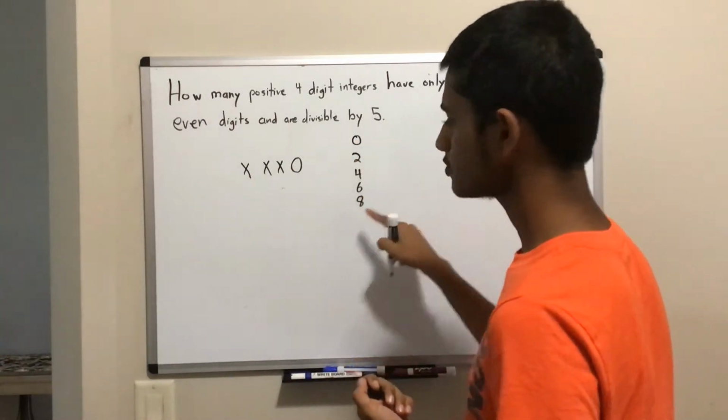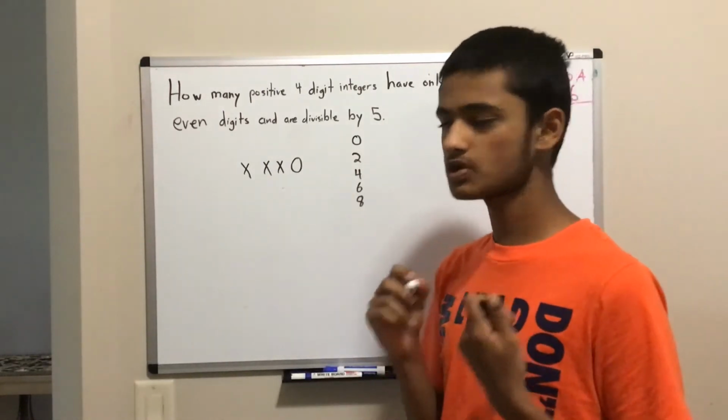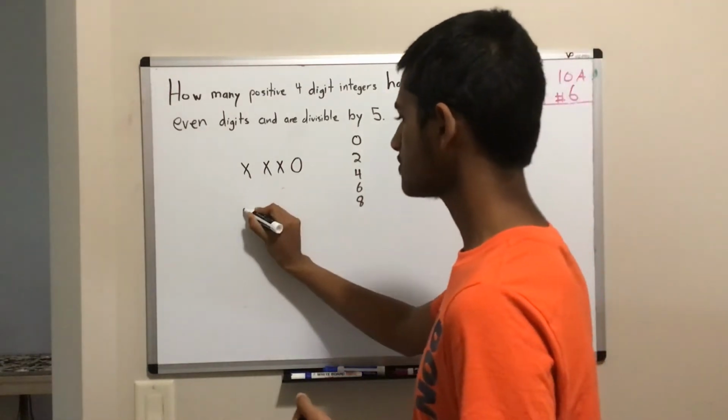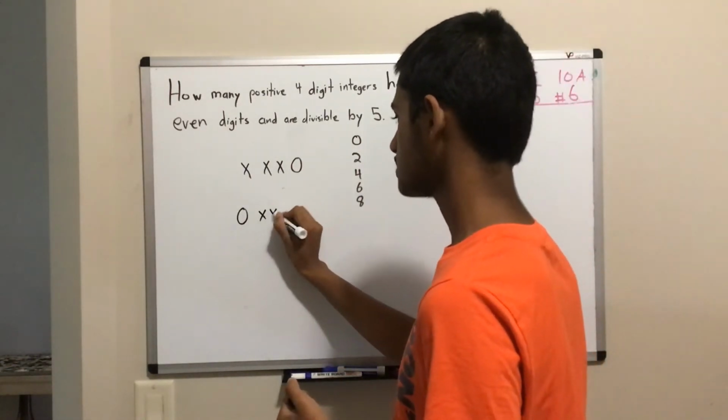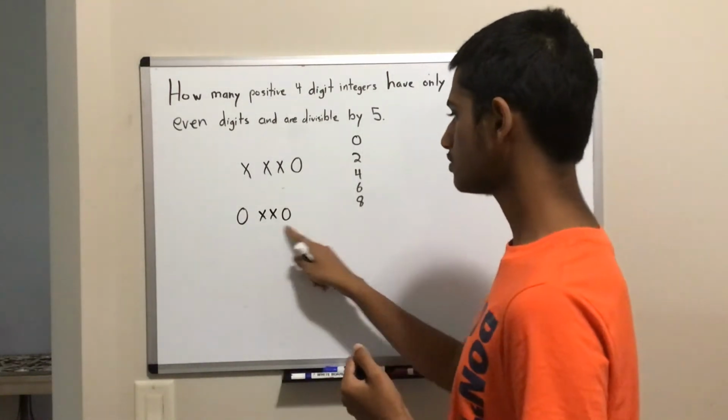And since there are 5 options, you may be tempted to say that there's 5 times 5 times 5 different options that we can choose from, but that's actually wrong, because if we were to do something like 0 and then 2 digits and followed by 0, that wouldn't be a 4-digit number anymore. That would be 3 digits.